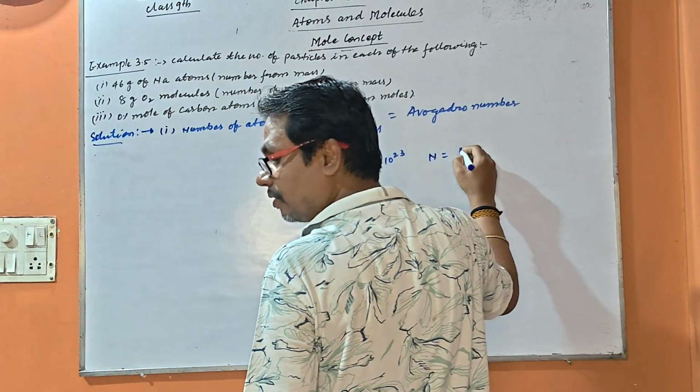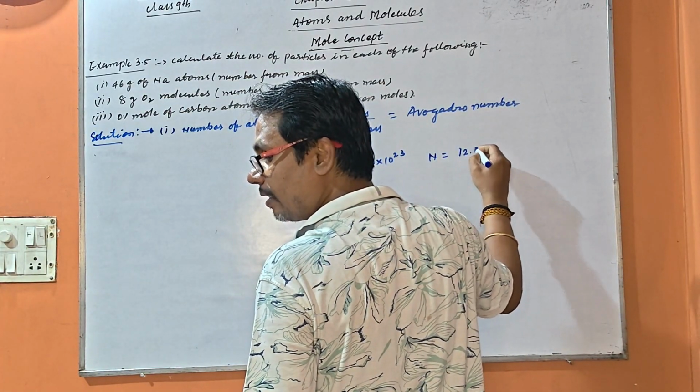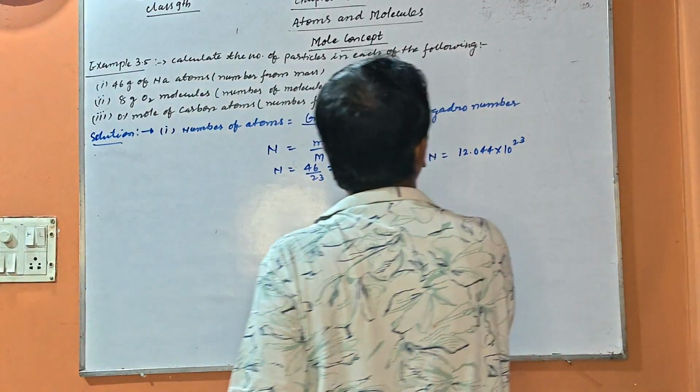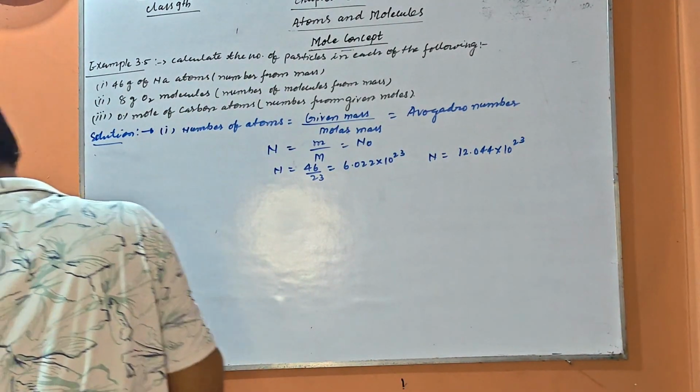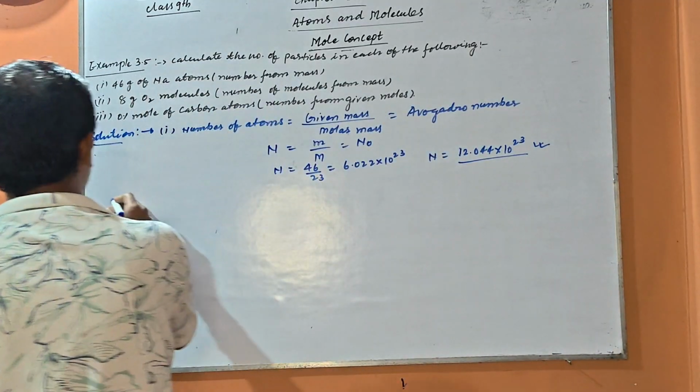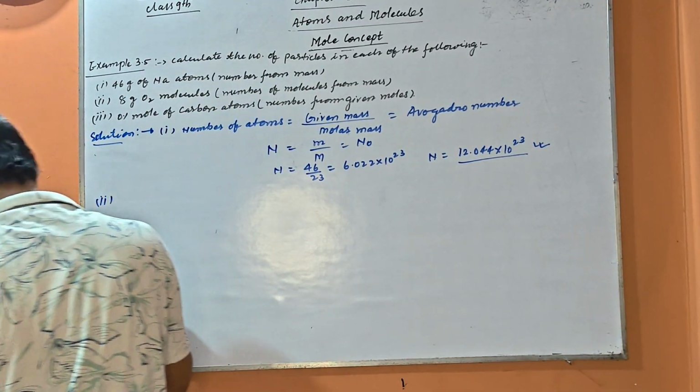So N is equal to 12.044 into 10 to the power 23. Okay, N is the number of atoms. That is your answer. Now the second question. Just look at the second question.